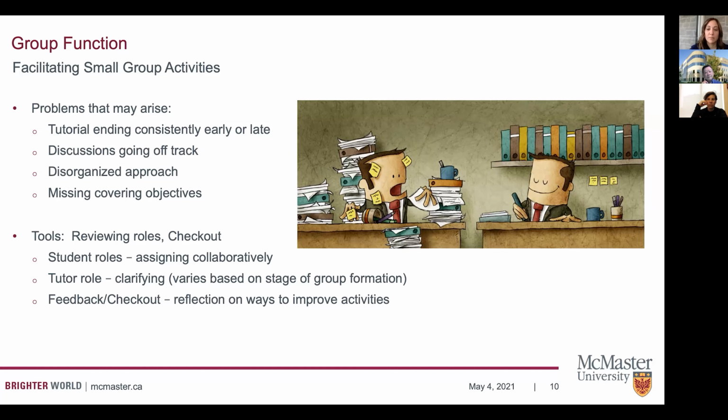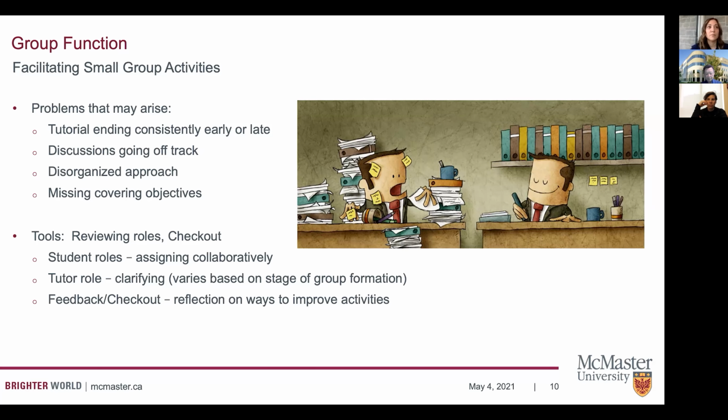Tutor roles, clarifying what is our role. So for example, if they're always looking to us to get the answer when they're going off track, we need to maybe emphasize, okay, what is our role that we're playing here? And yes, we can maybe direct them if we feel they're going off track, but our role is, for example, not to answer the question necessarily for them.